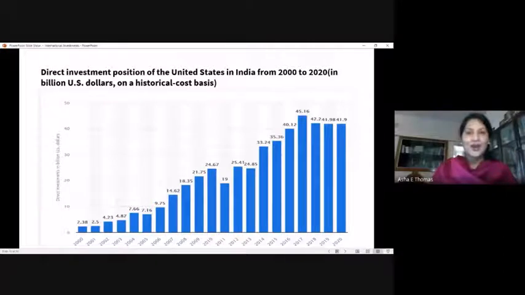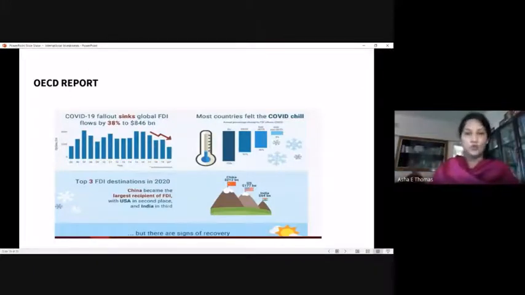So that's the whole picture for India towards the future. This is another report published by OECD regarding the type of investments happening, FDI and the investments happening in the world market during the COVID period.